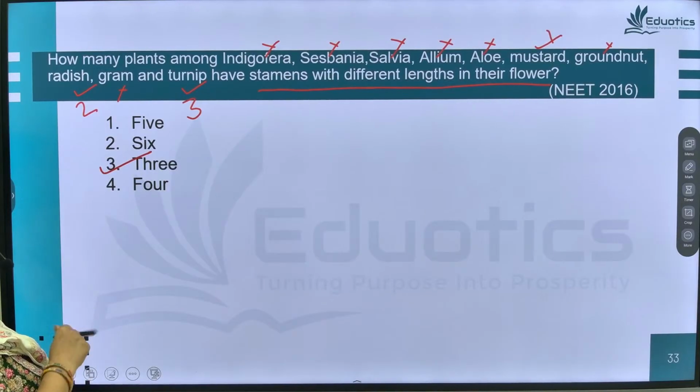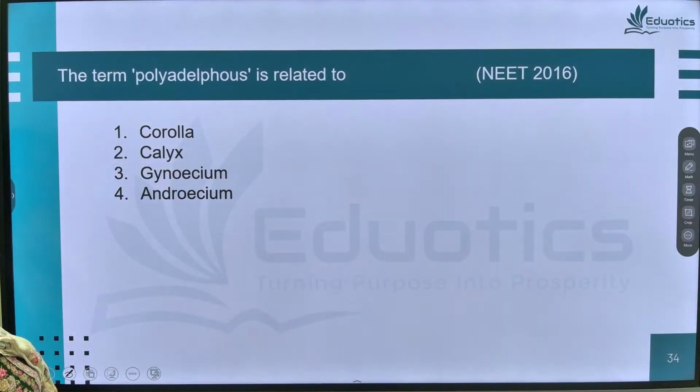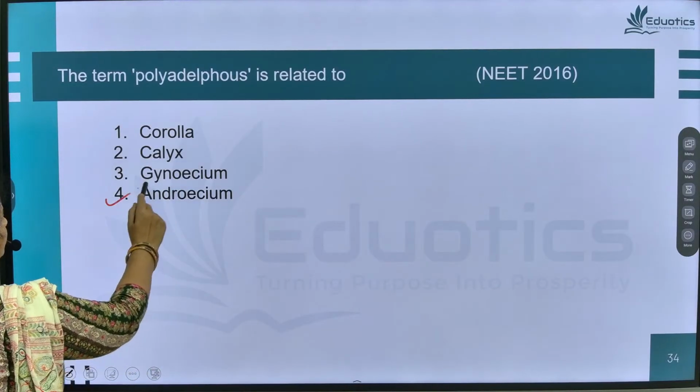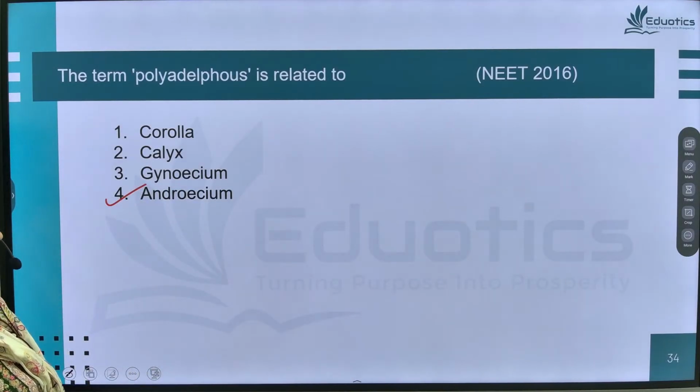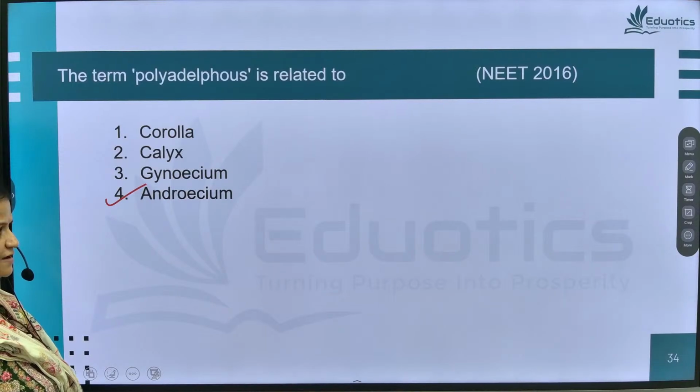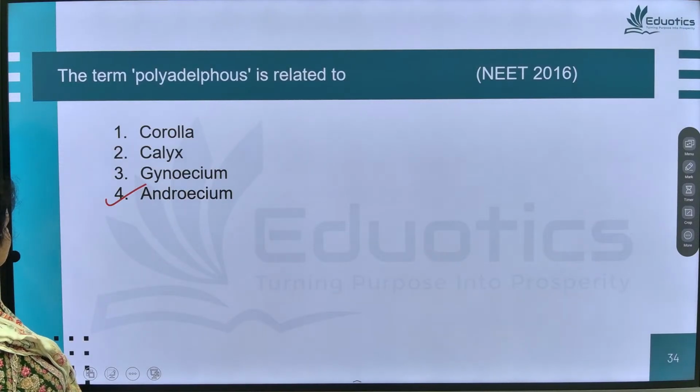You should know the family of the other flowers also. Polyadelphous is related to the androecium. Monoadelphous, polyadelphous, diadelphous, these are the terms related to the androecium.